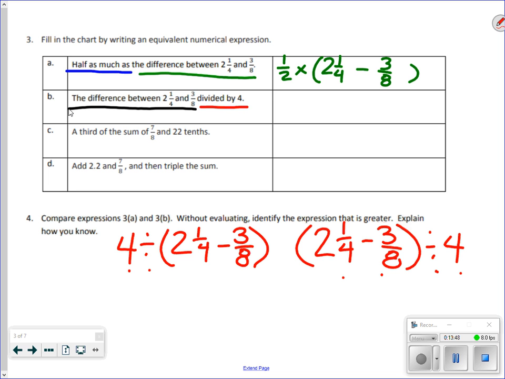If you write the expression and then read what you wrote to yourself, you'll see if it matches. I know y'all don't really do that. You should. You wait for me to tell you whether you're right or wrong. You should go back and say 4 divided by the difference of 2 1/4 and 3/8. Does that match that? No. If you wrote this, you're wrong. You should have gone back to check your expression to see if it matches what's up here. The difference of 2 1/4 and 3/8 divided by 4.